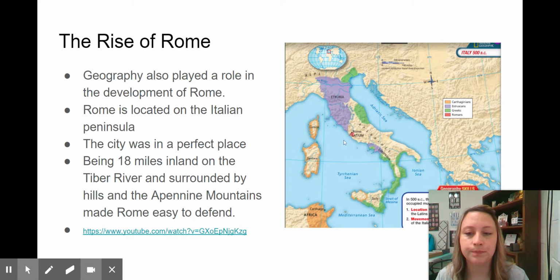It was also located on the Tiber River, which is really helpful whenever you're wanting to transport goods or wanting to have a successful farming industry. And another benefit for Rome is the fact that it is surrounded, if you can see the texture here, by mountains and hills, and so it's really easy to defend this city.